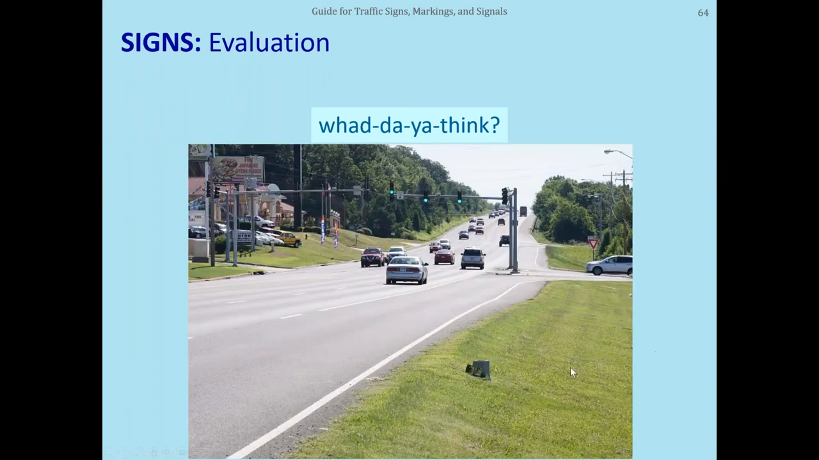What's going on here? What's the inadequacy? Oh, by the way, this is not a signpole base. This is a base for what had been a street light. Look at the lane. What happens to the lane? That's a mandatory right turn lane, but there's no sign telling the drivers that the right lane must turn right.